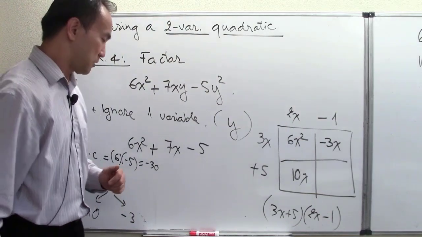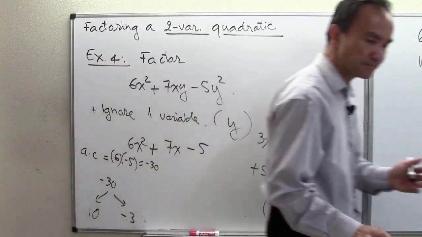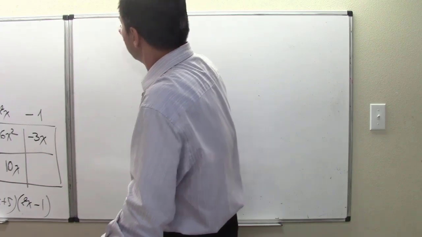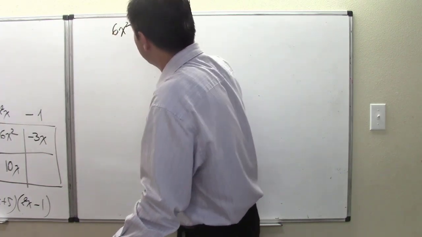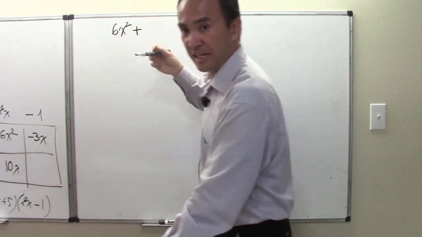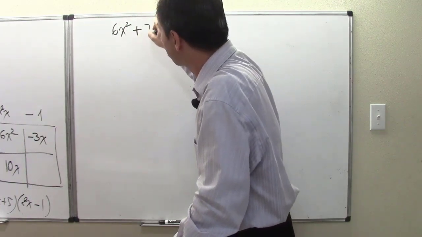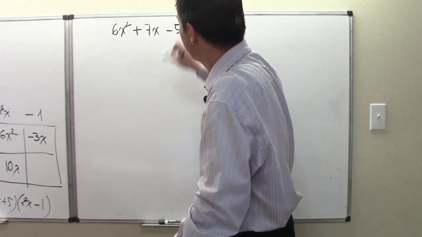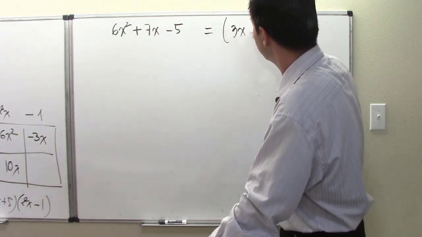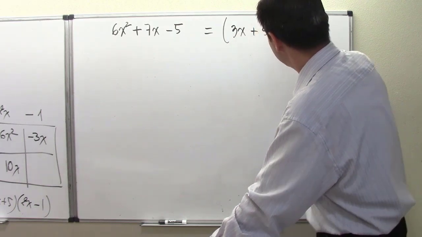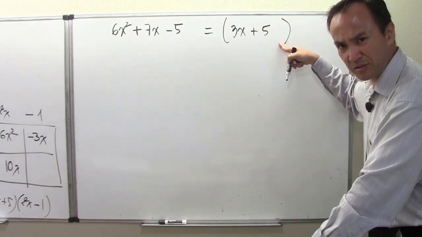That means our quadratic, with the second variable being ignored, 6x squared plus 7x minus 5, can be factored into 3x plus 5. I purposely left a good amount of space right here.